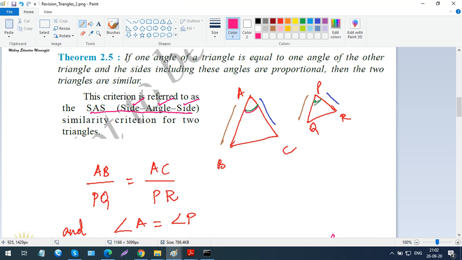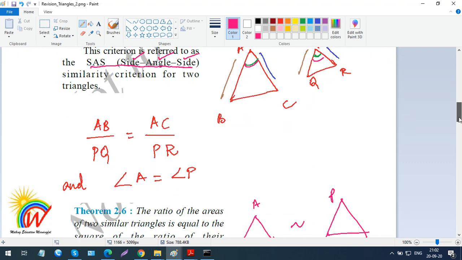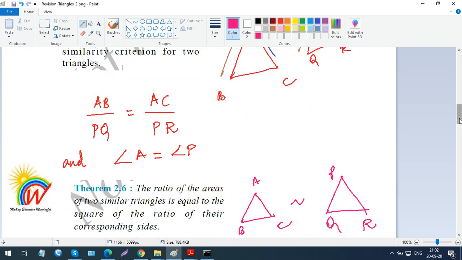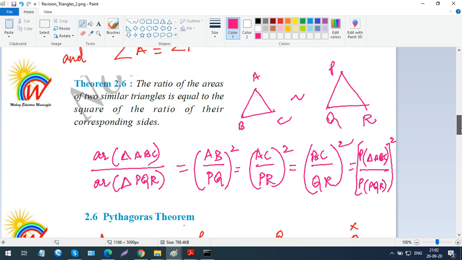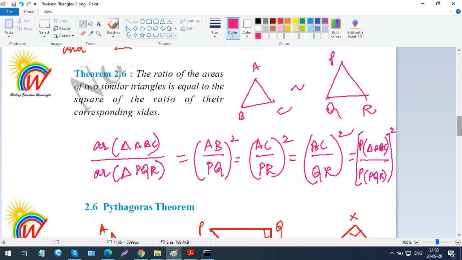Now if AB by PQ is equal to AC by PR and angle A is equal to angle P, then the two triangles are said to be similar. Now you come to this. Just for the sake of answering a few numerical problems, we are learning this theorem. The proof is not required; this year it has been excluded for you.